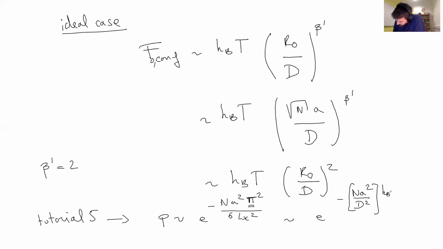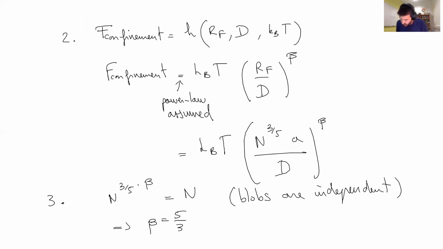Times kbt and divided by kbt plus a constant, and I don't care about the constant, okay? Times the constant. But basically it was a Boltzmann factor with a free energy that is this one. So it's kbt n a squared over d squared. So it's exactly that. So it's really reasonable to have something that is at the end linear in the ideal case. And so we have the same here.